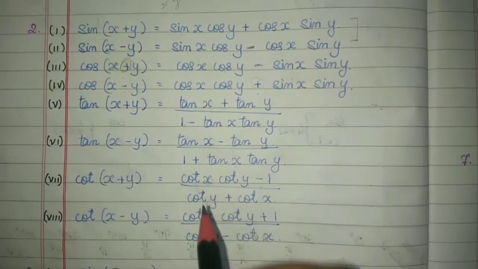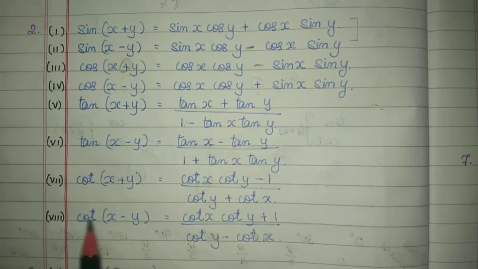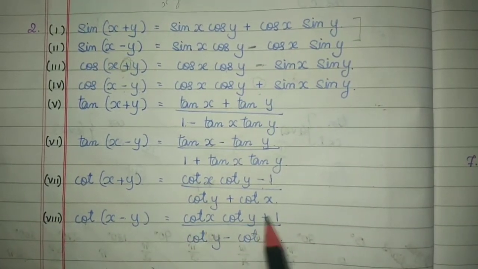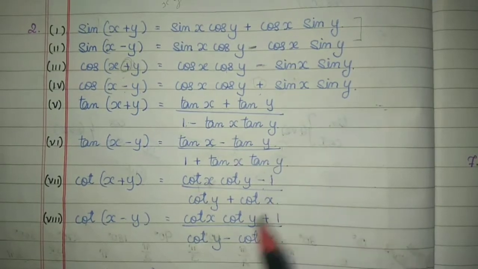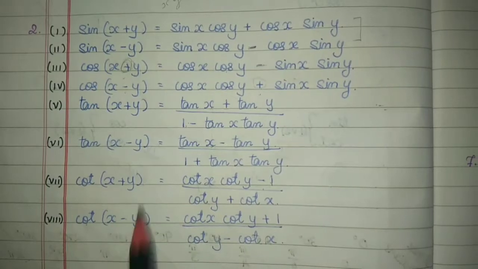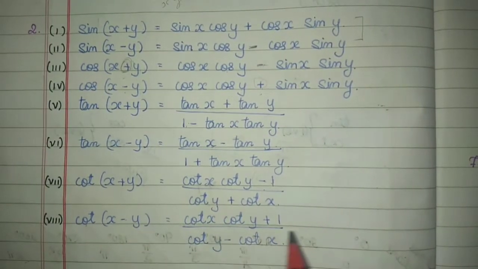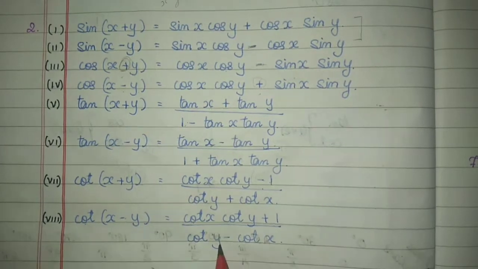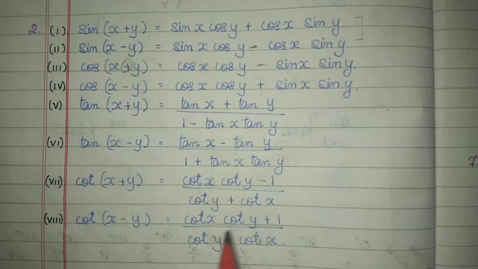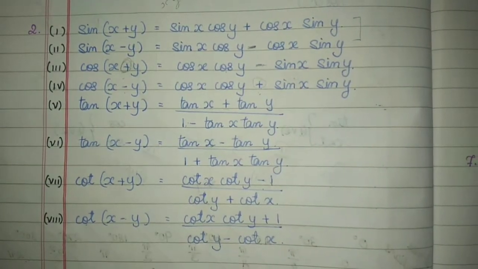Why have I given it like this? Because there is a reason. Let me tell you in the next formula. Cot x minus y is equal to cot x cot y plus 1. Here also wherever plus is there, you will change to minus, and wherever minus is there, you will change to plus if you are changing the sign of y. Cot x cot y plus 1 divided by cot y minus cot x. You have to do it like this only. Cot y minus cot x should be written.